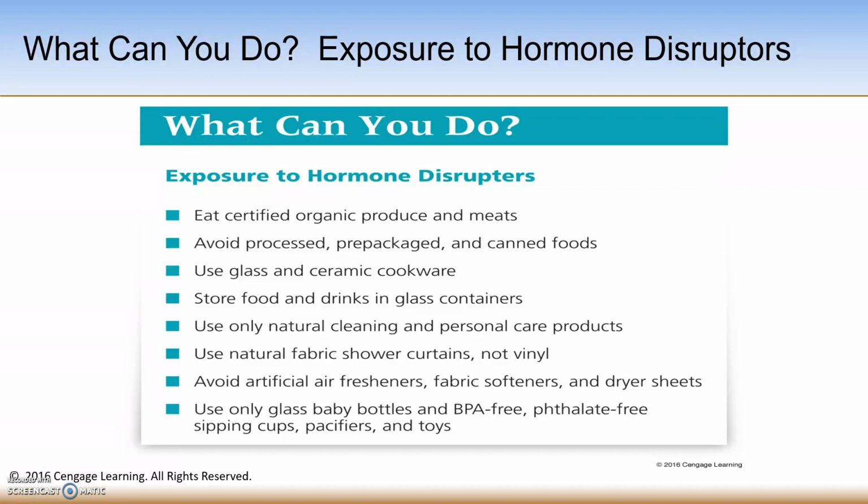Avoid artificial air fresheners and fabric softeners and dryer sheets. And if you have a child, only use glass baby bottles and BPA-free and phthalate-free sippy cups, pacifiers, and toys. All of these steps will help reduce your risk of exposure to various types of chemicals that can have health effects.